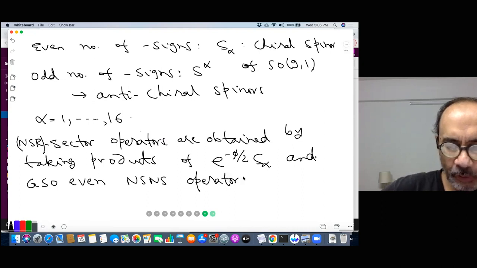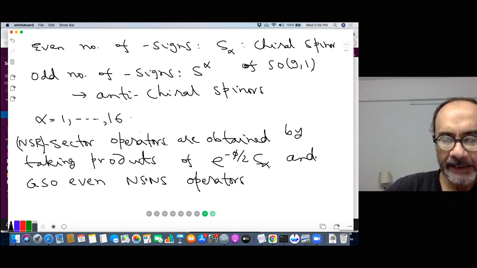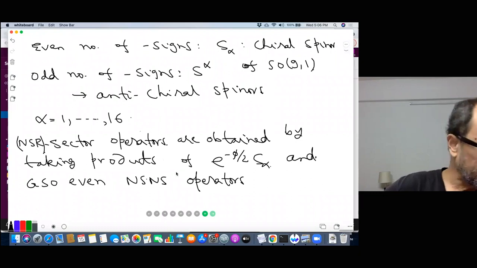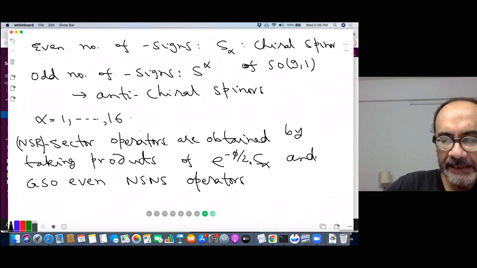So you have already introduced GSO even NS-NS operators. And the idea is that the NSR sector states are obtained by taking one of these, the spin field, and you have to accompany it by e to the minus phi by 2 and then multiply by arbitrary NS-NS operators. And similarly, the RNS will be opposite. Maybe I'll come to RNS in a few minutes. Is this clear?